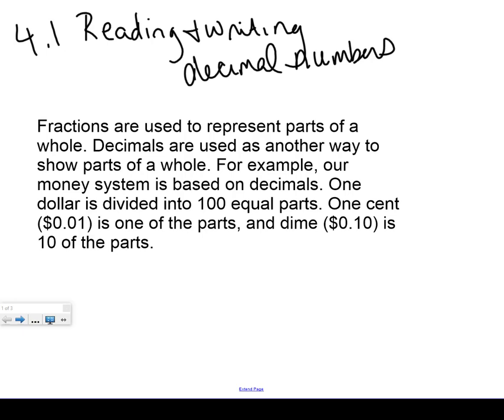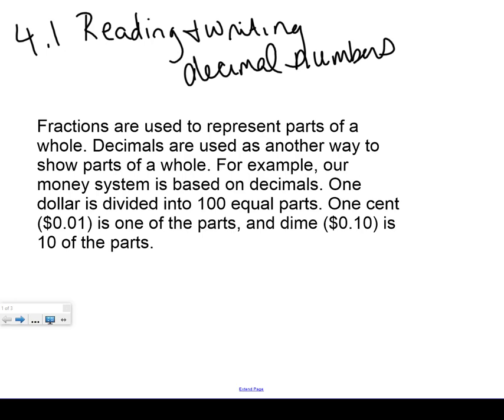This is your lecture video for section 4.1. We will read and write decimal numbers in this section. To get you started, I want to tell you that fractions are used to represent parts of a whole, and decimals are also another way for us to show parts of a whole. For example, our money system is based on decimals.